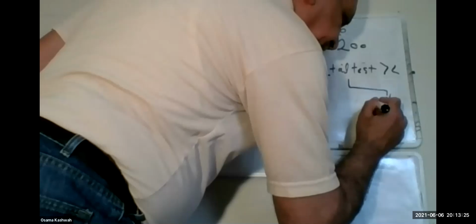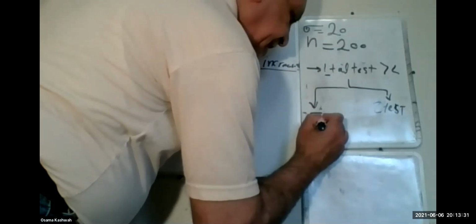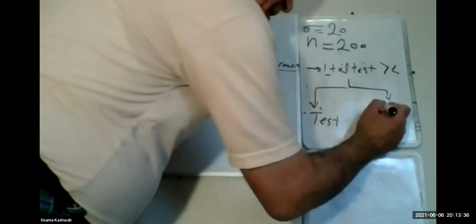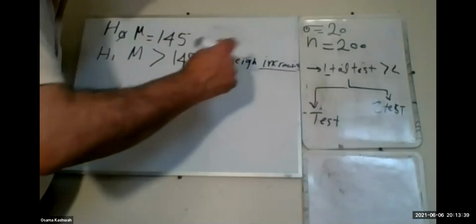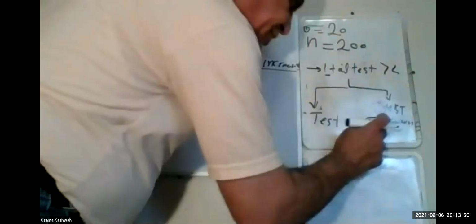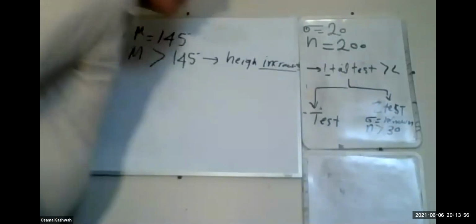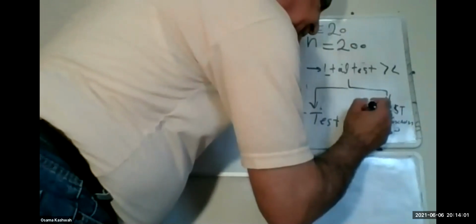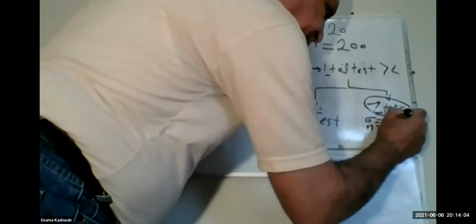We have the z-test, and we have the t-test. When would I use each? I would use the z-test when sigma, the standard deviation of the population, is known, and n, the sample, is greater than 30. In that case, I will use the z-test.